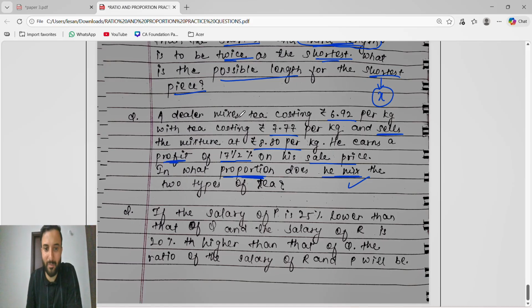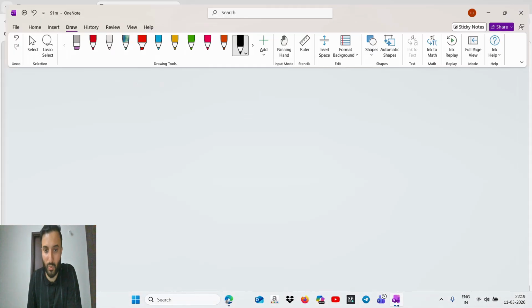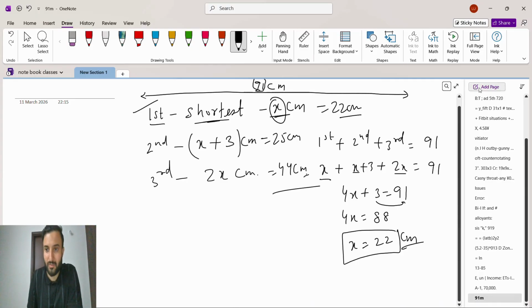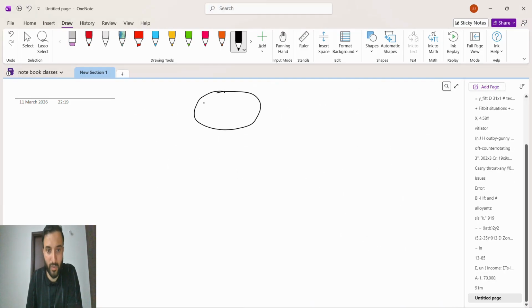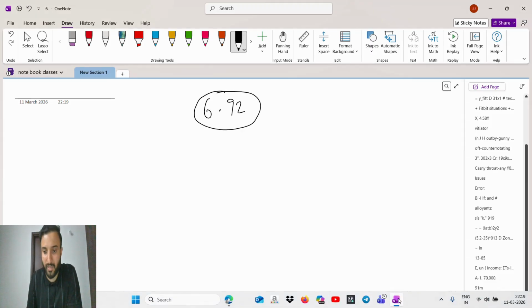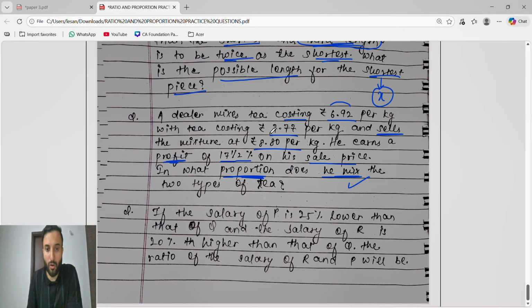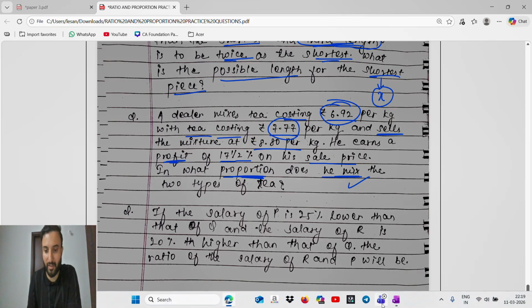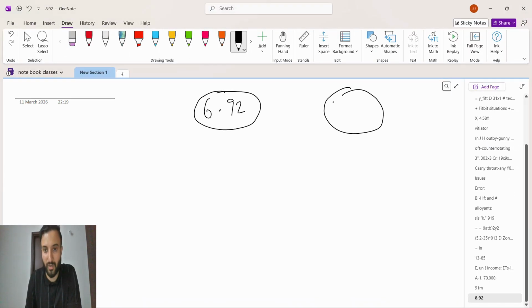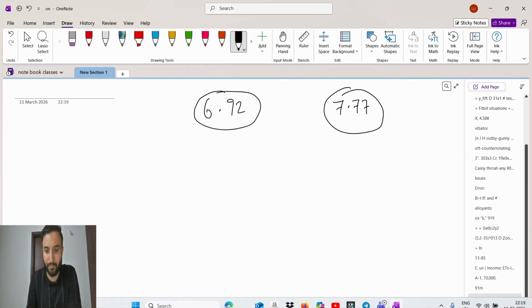So guys, it says a dealer mixes tea costing, the cost of one kind of tea is 6.92. So we will write here: cost of one kind is 6.92, then with tea costing 7.7 per kg. The cost price of one kind is 6.92 per kg, and the cost price of another kind is 7.77.